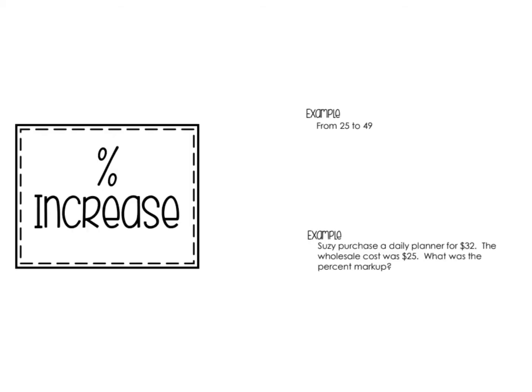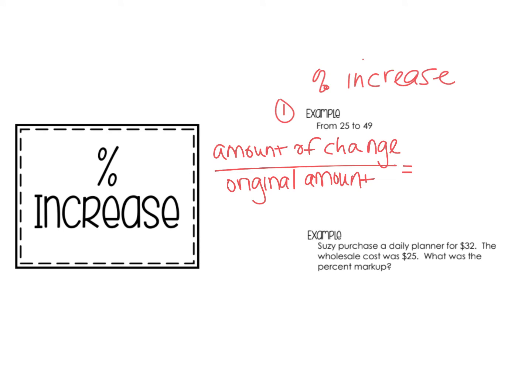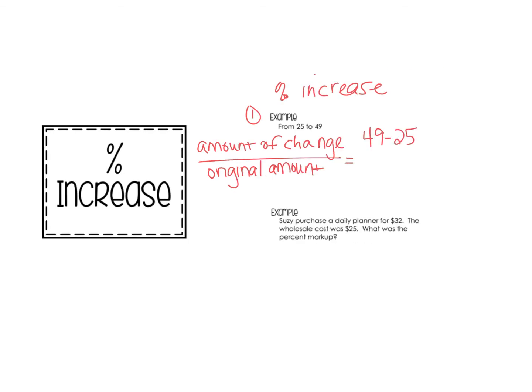Looking at example number 1, I'm going from 25 to 49. If I'm starting at 25 and going to 49, I can tell that this is going to be a percent increase. When I'm trying to determine that percent increase amount, I again am going to use my formula, amount of change over the original amount. So the first thing I need to do is figure out how much the numbers changed going from 25 to 49. So I'm going to go ahead and subtract those two numbers. 49 minus 25 gives us 24.